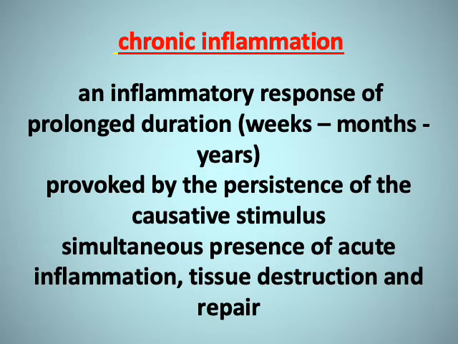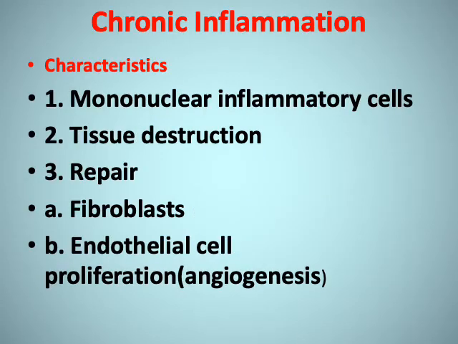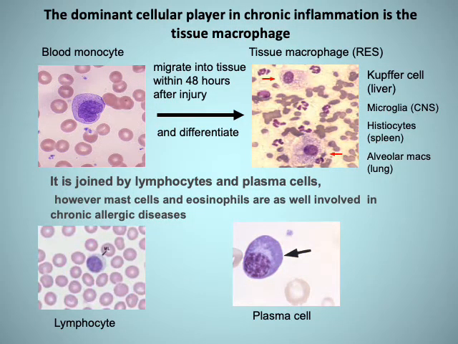As for chronic inflammation, it is an inflammatory response of prolonged duration, weeks, months, or years, provoked by the persistence of the causative stimuli, with simultaneous presence of acute inflammation, tissue destruction, and repair. Chronic inflammation is characterized by mononuclear inflammatory cells, tissue destruction, repair, fibroblasts, and endothelial cell proliferation, which is angiogenesis. The dominant cellular player in chronic inflammation is the tissue macrophage.